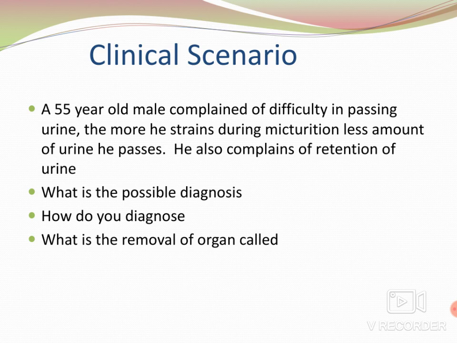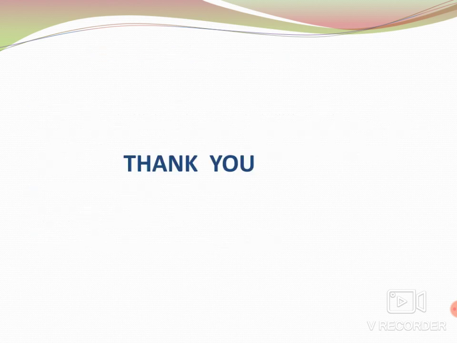The possible diagnosis is benign prostatic hyperplasia. How do you diagnose it? Mainly through digital rectal examination, where one can palpate the prostate, and it is also confirmed by prostatic MRI or ultrasound. What is the removal of the organ called? It is prostatectomy. That's all. Thank you.